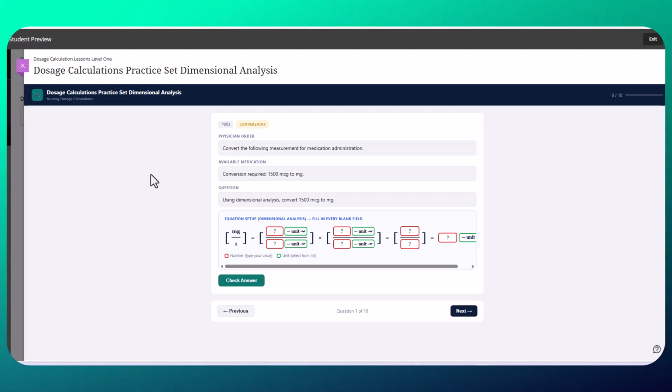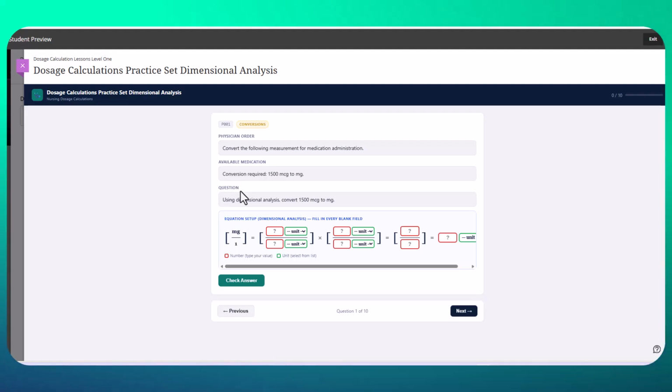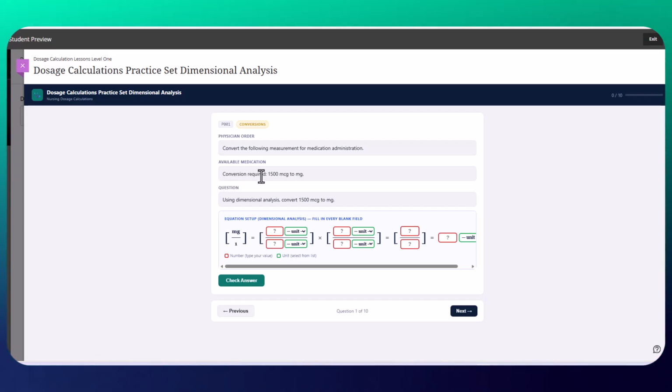You're going to recognize that your problem has already been broken down to help you out right now into physician order, available medication, and what is the question? Okay, so let's read this question. Convert the following measurement for medication administration. Conversion required 1,500 micrograms. Do you see that C between the M and the G?